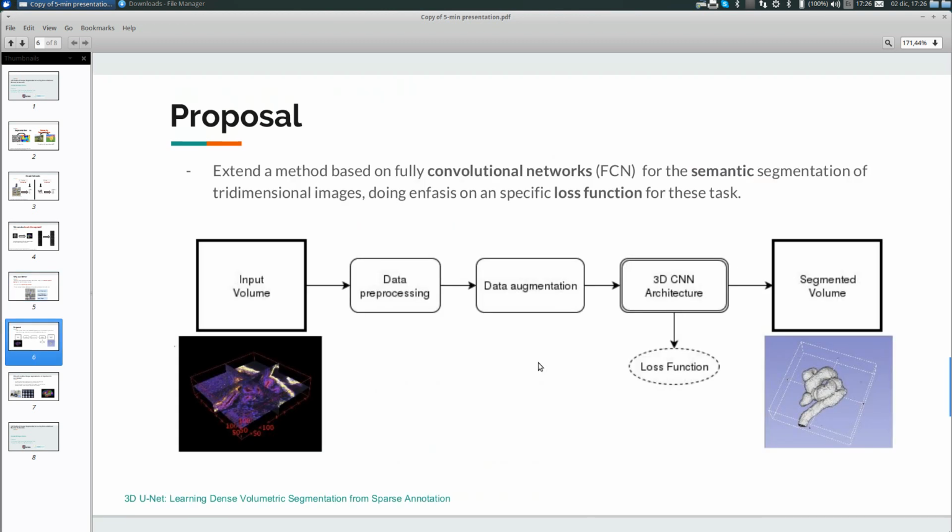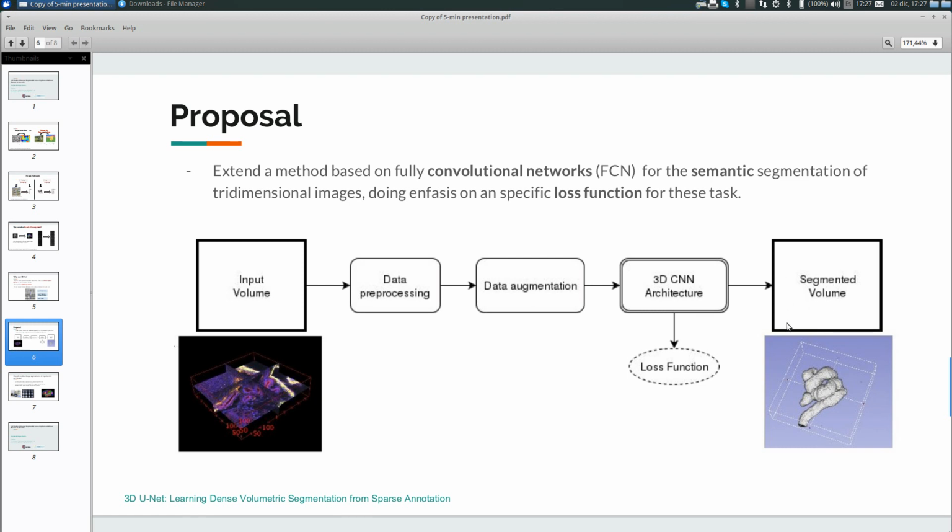Finally, my proposal is to extend a method based on CNNs for semantic segmentation on 3-dimensional medical images. The typical pipeline for this task is as follows. First, we input a volume. Then we do some preprocessing for normalizing the images in terms of brightness and contrast. Then we do some data augmentation, which is useful for increasing the number of training images, given that there aren't a lot of images in the medical field, and we need as much as we can for efficient training. Then all of these preprocessed images go into the 3D CNN architecture, and the neural network has to figure out how to output the given segmented volume.